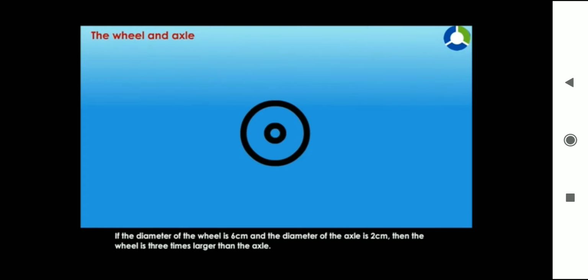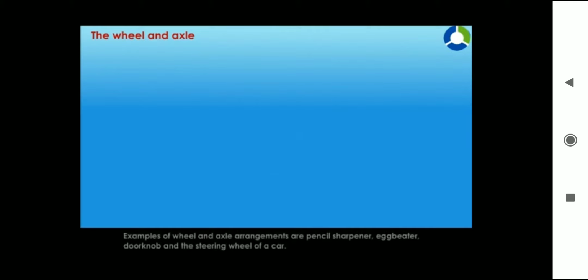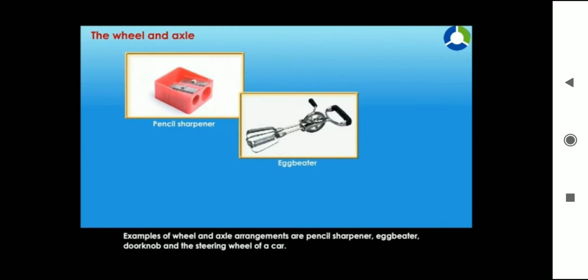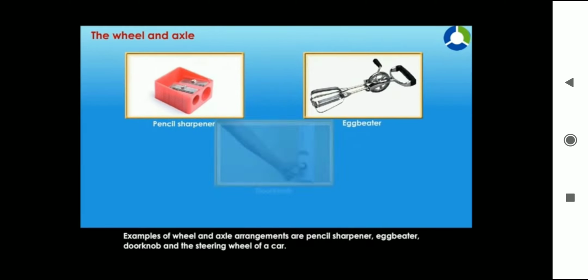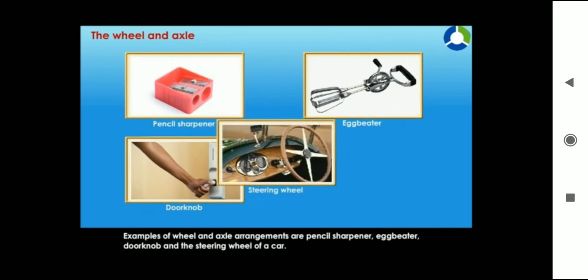If the diameter of the wheel is 6 centimeters and the diameter of the axle is 2 centimeters, then the wheel is 3 times larger than the axle. Therefore, an effort can lift a load 3 times as heavy. Examples of wheel and axle arrangements are the pencil sharpener, egg beater, doorknob, and the steering wheel of a car.